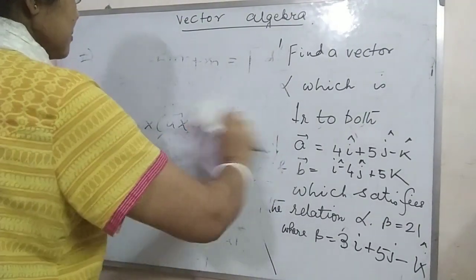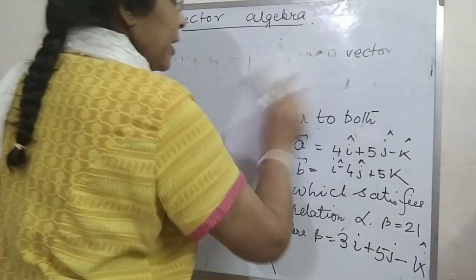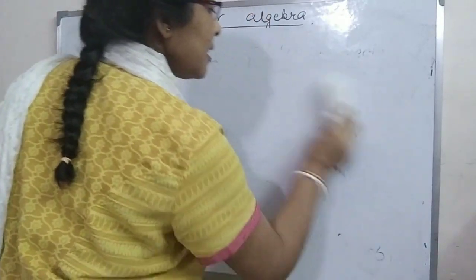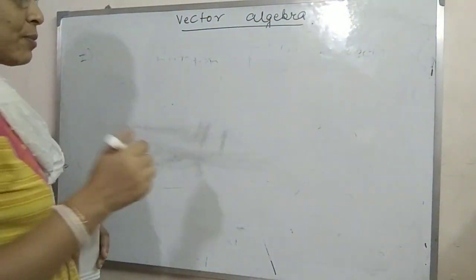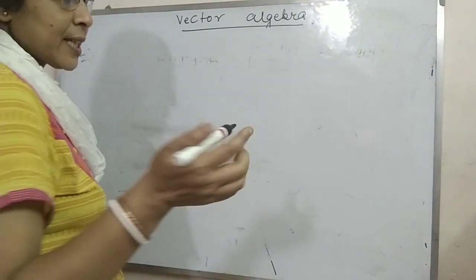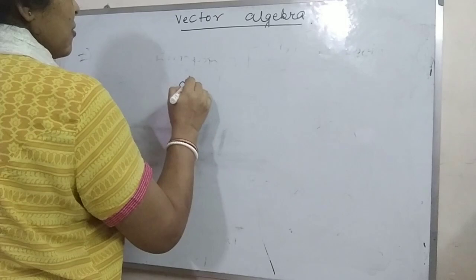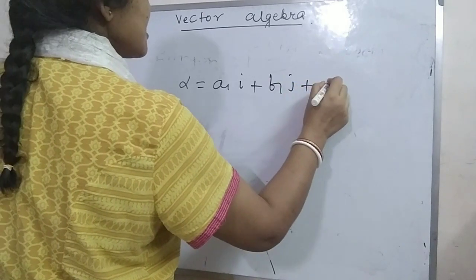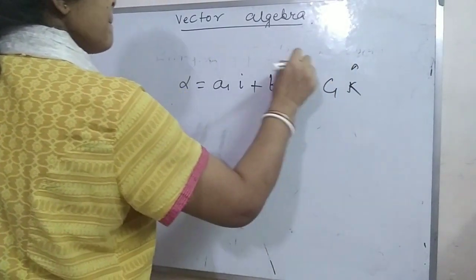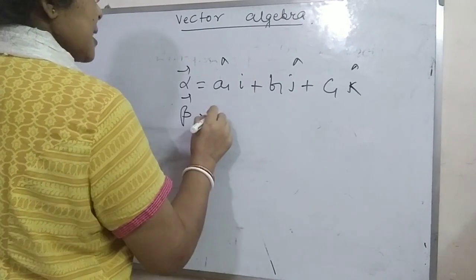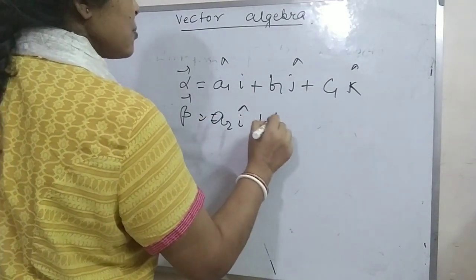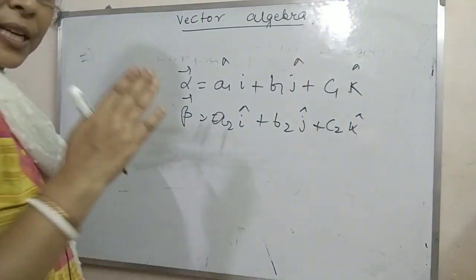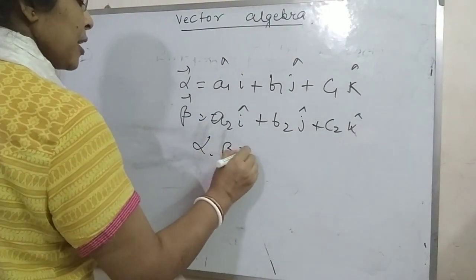When two vectors alpha and beta are perpendicular, then the dot product of the two vectors must be 0. If vector alpha equal to a1i plus b1j plus c1k and beta equal to a2i plus b2j plus c2k, and if alpha and beta are perpendicular, then alpha dot beta equal to 0.